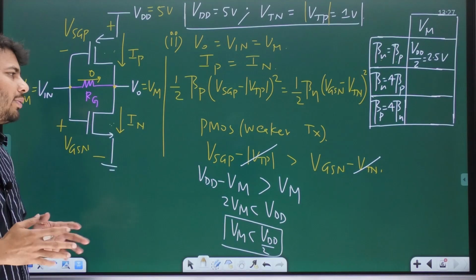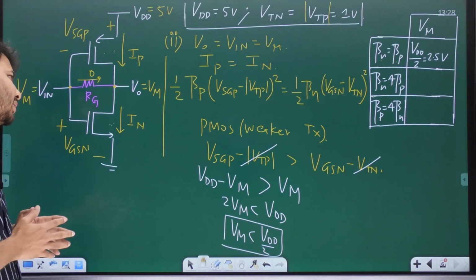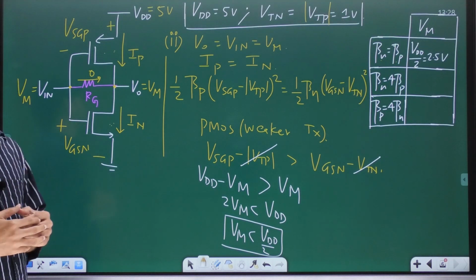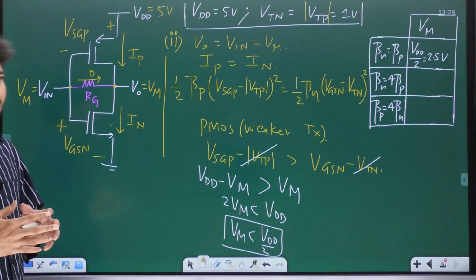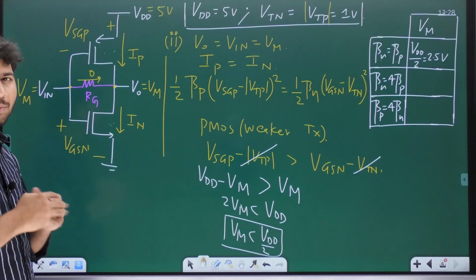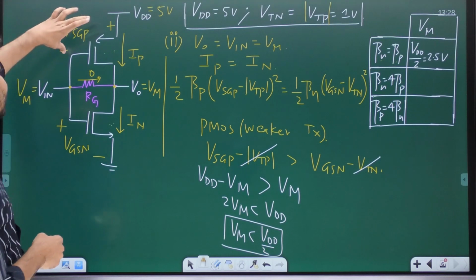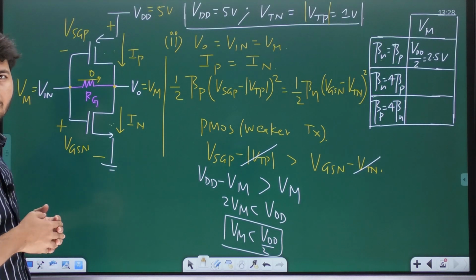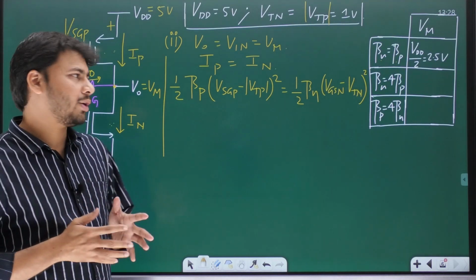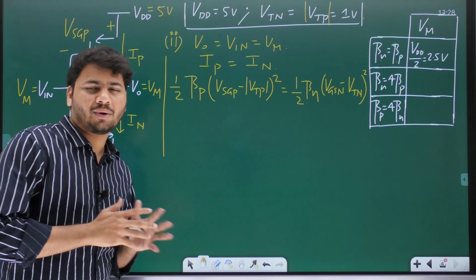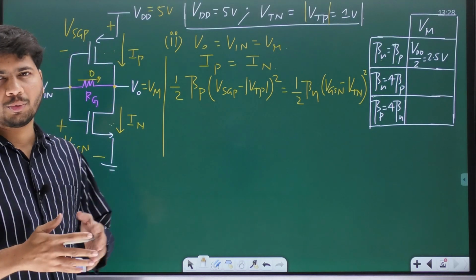So when the NMOS is stronger than PMOS, then the switching threshold will be less than VDD by 2, because the NMOS transistor will require a smaller overdrive voltage, whereas the PMOS transistor requires a larger overdrive voltage. You understood? Yes. Okay, now that we know what to expect, the value of Vm is definitely going to be less than VDD by 2, or 2.5 volts.